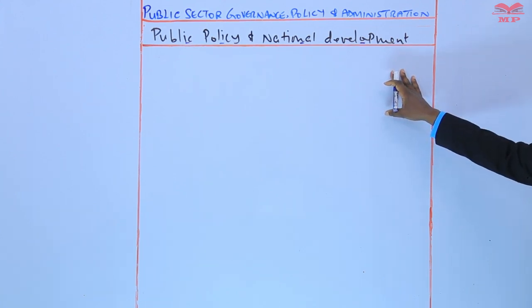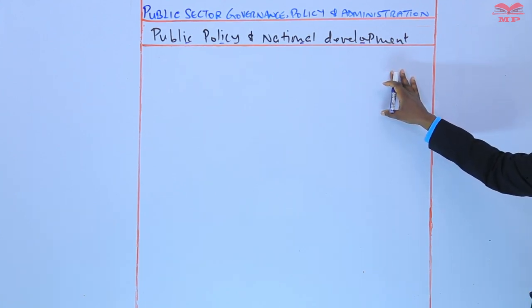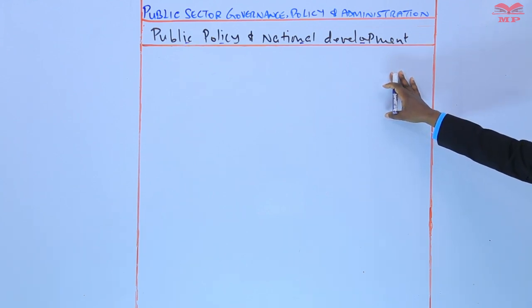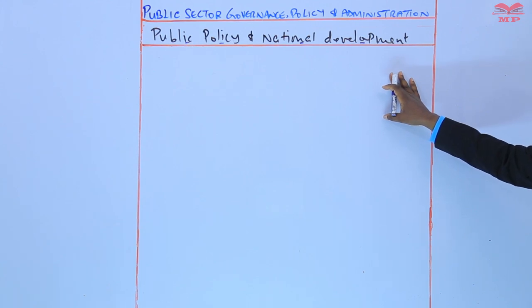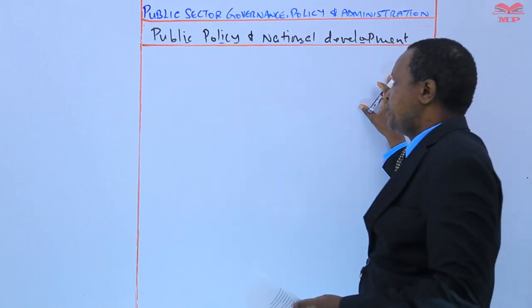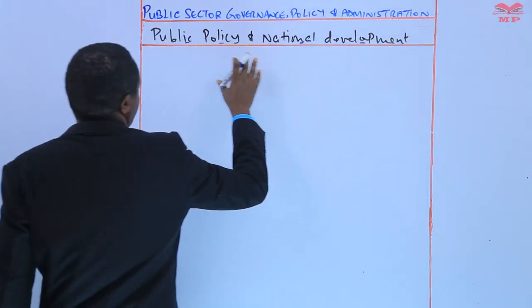For example, I've said economic development, the indicator could be the GDP. Social development could be literacy levels, life expectancy. Environmental development, you look at the deforestation rates, the carbon emissions, the quality of water, quality of air. For political development, you may consider the level of democracy, freedom of speech, the rule of law, the corruption levels, and so on. So that is what we mean by national development and public policy.